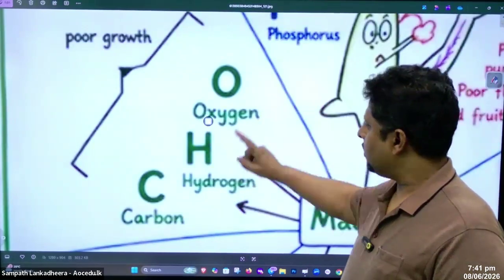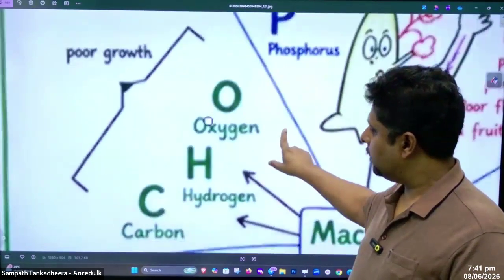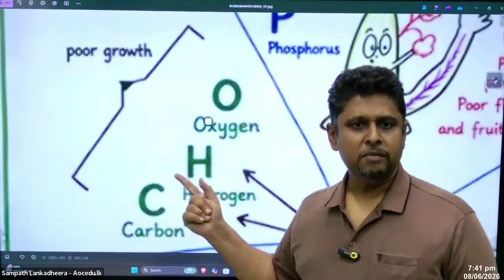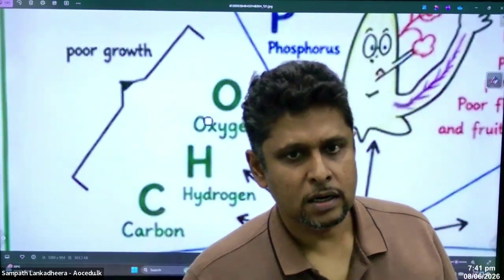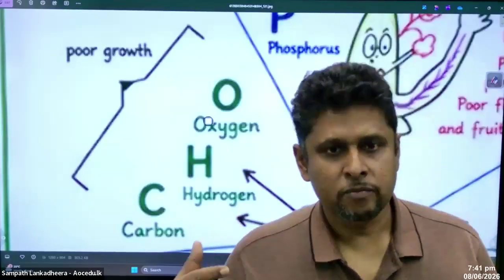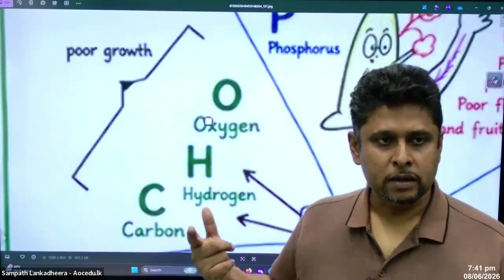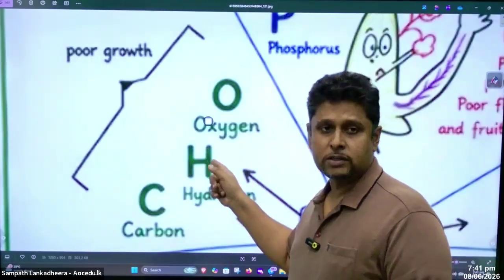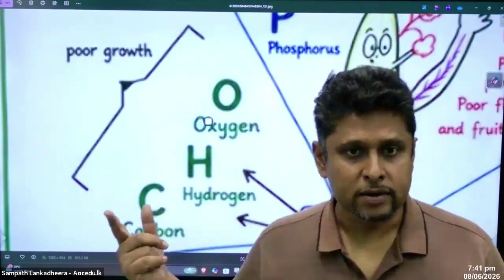So here, people, we have carbon, hydrogen, oxygen. So what do they do? Hydrogen, we said something important. It prevents dehydration. The hydrogen prevents desiccation or dehydration.